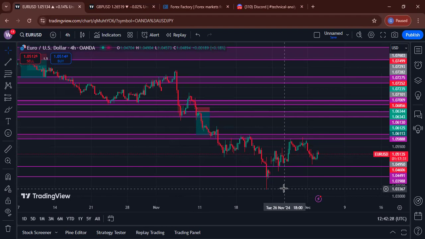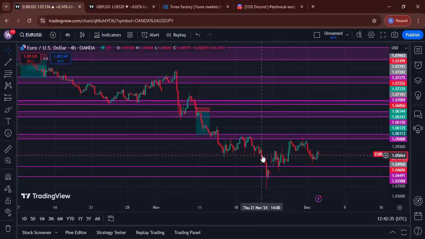Although I had seen quite a clean setup on AUD USD, a bullish reversal kind of setup. But then again, there's a lot of consolidation. So this is Euro USD. Maybe let's see AU.